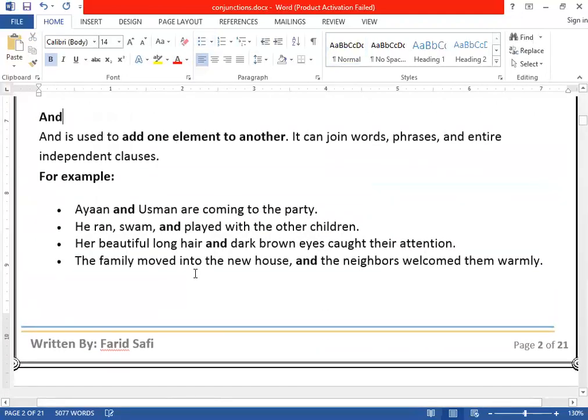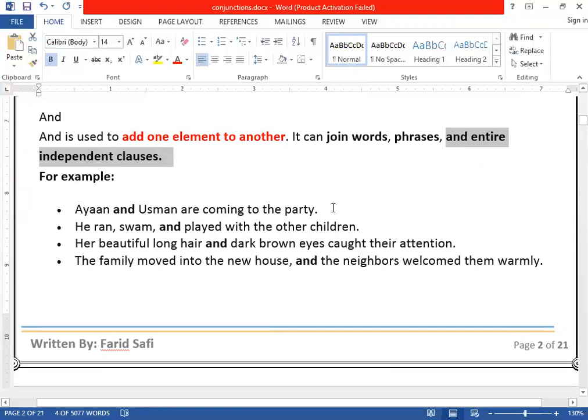Let's take the next one. That is AND. And again, it's a conjunction, a coordinating conjunction. AND is used to add one element to another element. When you want to add one element with another element, clear? But remember that AND, like the rest of them, can be used to join clauses, but AND is used to join words as well. AND is used to join words, to join phrases, or to join entire independent clauses.